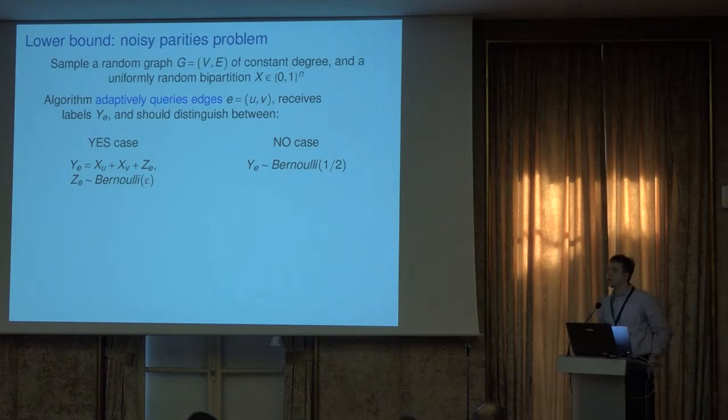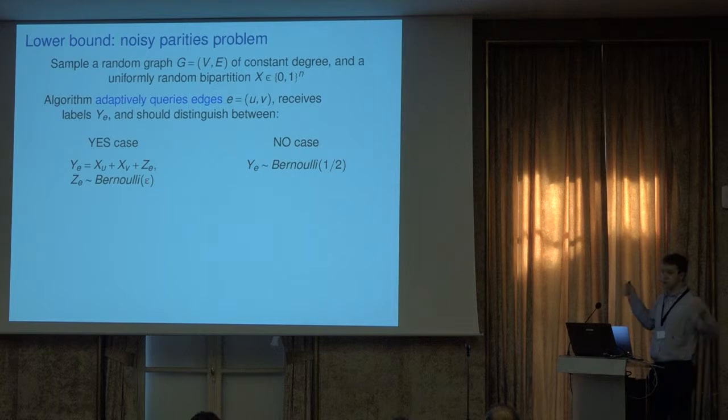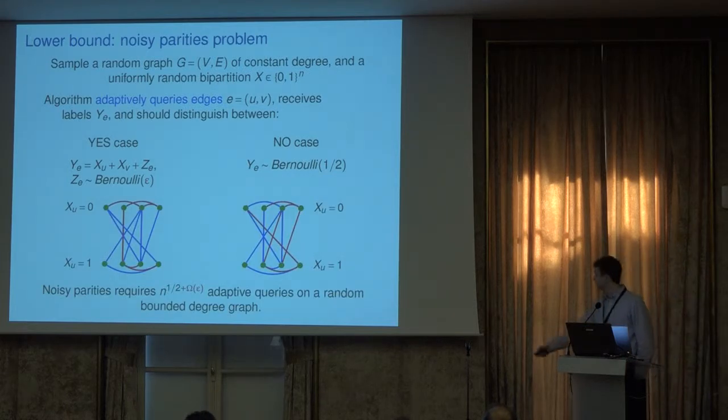In the no case, the labels on the edges have nothing to do with the bipartition. Now the algorithm should ultimately distinguish between these two cases. So here's a picture that goes along with this.